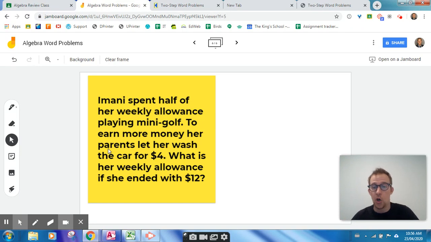Okay, so hope you guys understood that. It is tricky, and we will spend more time on this. Word problems with algebra are always challenging.